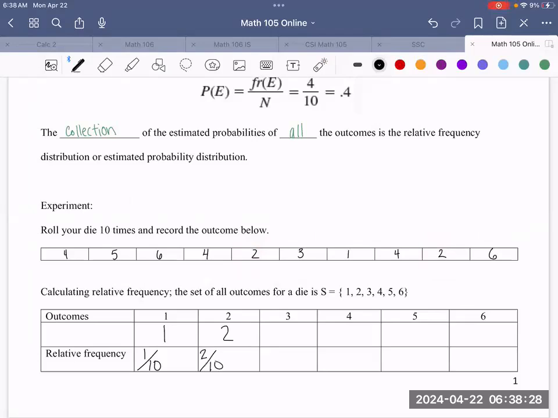Now you're going to be doing it yourself with your own experiment, so don't just copy mine because it's easy. Please try it out yourself. Now let's say you didn't have a 3 come up. You could still have 0 out of 10. That is okay because we're doing these experiments. My 3 came up 1 time, or 1 out of 10. And then let's see, 4 came up 1, 2, 3.